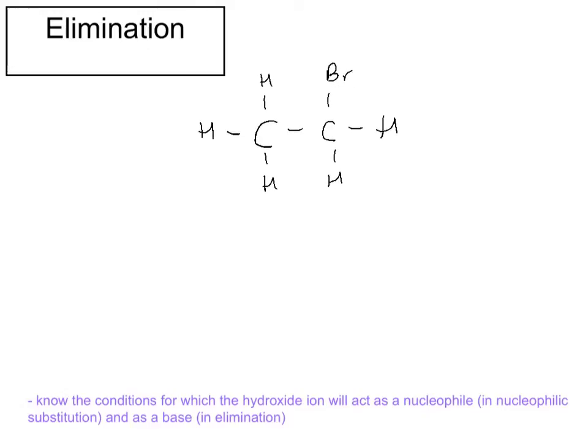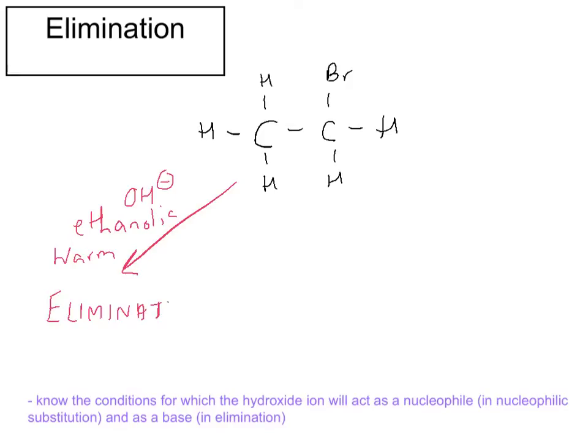So the first one that we've seen in elimination is where you have a hydroxide ion that is dissolved in ethanol, and we say that it's ethanolic if it's dissolved in ethanol, and it is also warm in this case. And if those two conditions are met, then elimination will occur. In elimination, the hydroxide ion is acting as a base because it is grabbing a hydrogen ion essentially from the haloalkane.